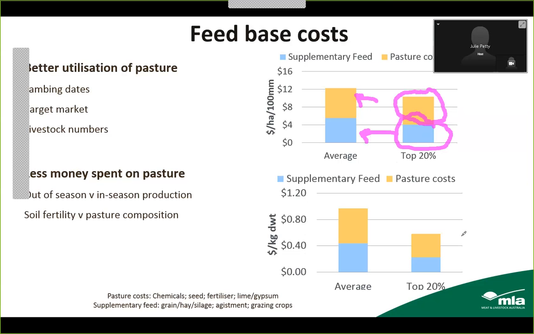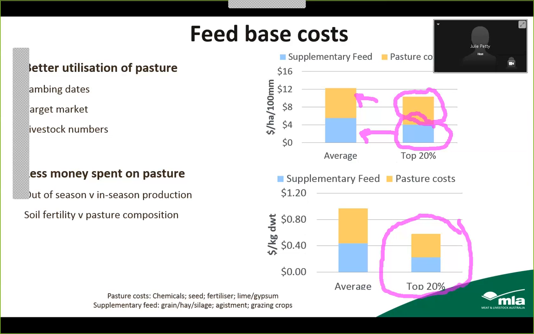And once you convert that, the magnitude of the drop is even greater once we get it to a dollar per kilo of grass weight basis. So in some areas, achieving a lower cost of production can actually be about spending less. So these demonstrate that quite nicely.